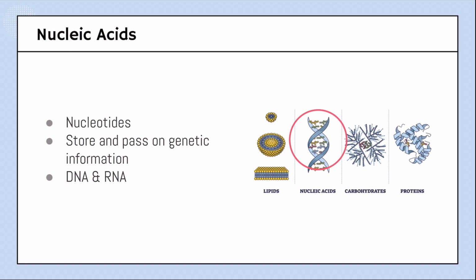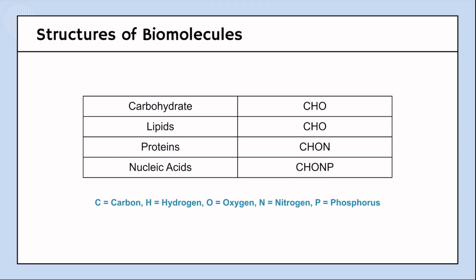So what are the structures of these biomolecules? The major elements in the four biomolecules are carbon, hydrogen, oxygen, nitrogen, and phosphorus. Carbohydrates are arranged by carbon, hydrogen, and oxygen, which is the same for lipids. Proteins, on the other hand, are arranged by carbon, hydrogen, oxygen, and nitrogen. Lastly, nucleic acids include carbon, hydrogen, oxygen, nitrogen, as well as phosphorus.